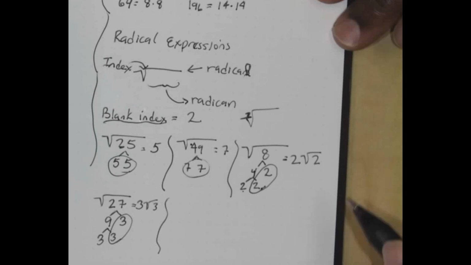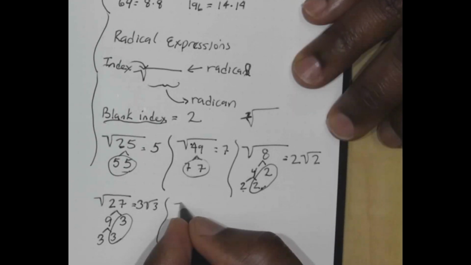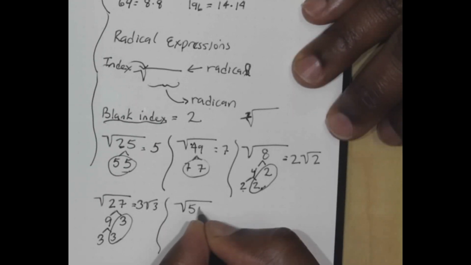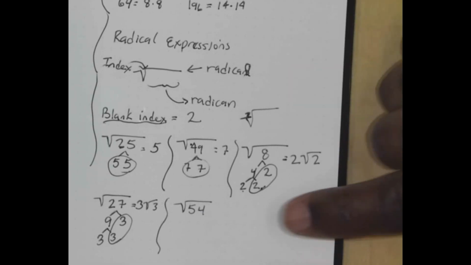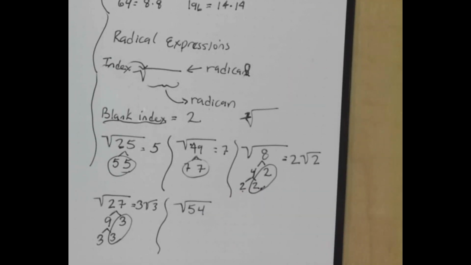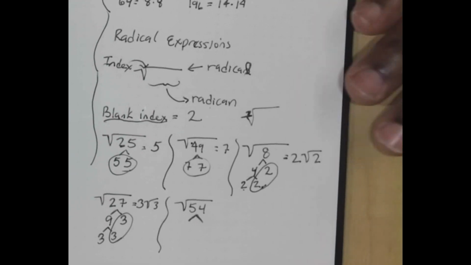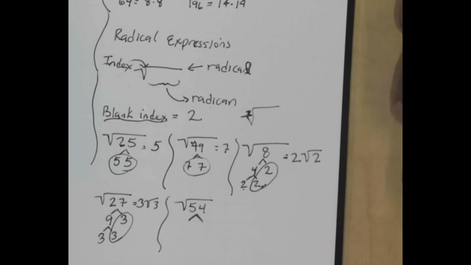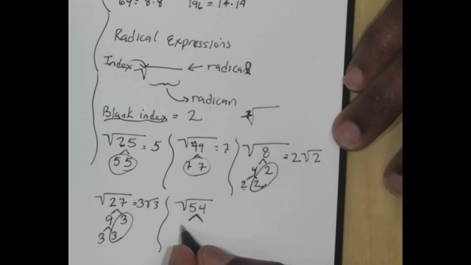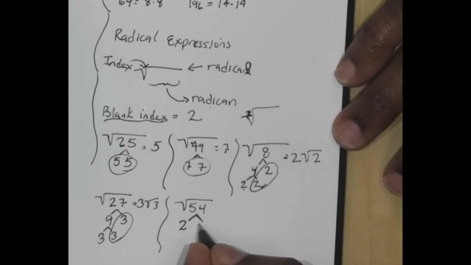Let's do the square root of 54. All right. Now, any even number, 2 times something gives it to us. Any even number. But if you know, you know. All right. So what times what would give us 54? We can use 2. 2 times what? 27. Right?